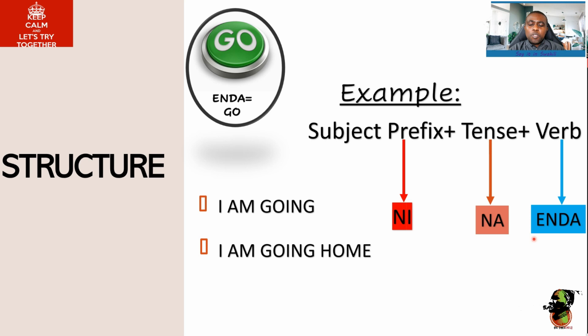What if you wanted to construct a sentence such as, I am going home? What are we going to do? We're just going to look at the noun home, which we're going to add at the end. But before that, let's look. We start with the subject prefix, ni. You add your tense, na. You add your verb, enda, which is go. And then you add your noun, nyumbani, which means home. So the sentence reads as follows. Ninaenda nyumbani. Your turn. Read. Asante, ninaenda nyumbani. I am going home.